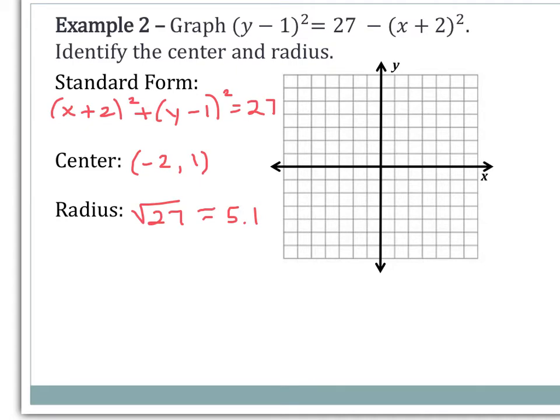But this time this one's been translated. So our center is going to be (-2, 1). And then still 5 spaces up, down, left, right. 1, 2, 3, 4, 5. About right there. Right there. Right there. And about right there. And I think that one's better. And then connect your dots. And then you've got your circle, assuming you counted right on the spaces.